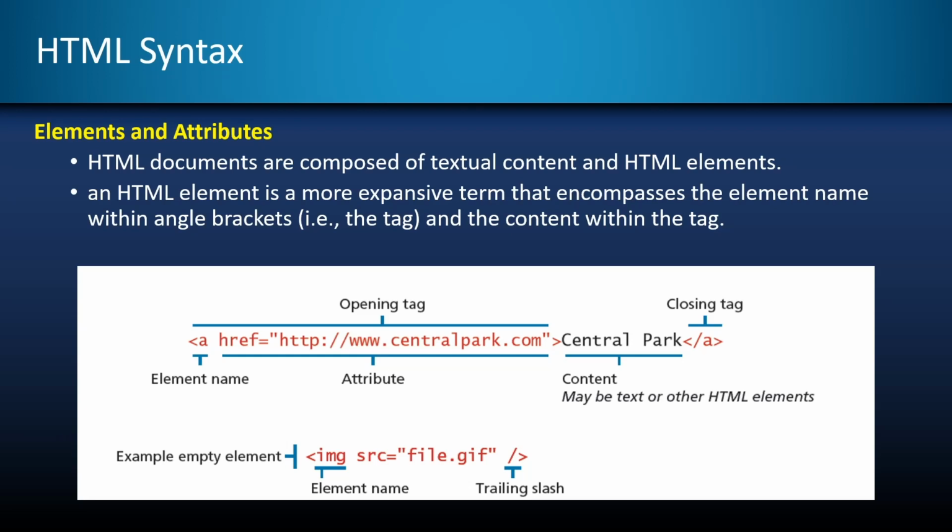Elements and attributes. Here the tag name is called the element name. Suppose this is A, actually it is for a link. A tag is for link. A means anchor. So the element name is A, and in this we have an attribute, the href attribute, and the value for that href attribute is mentioned in double quotes, that the link will be http://www.centralpark.com, and the content that the element includes is Central Park. It will be defined by the user.